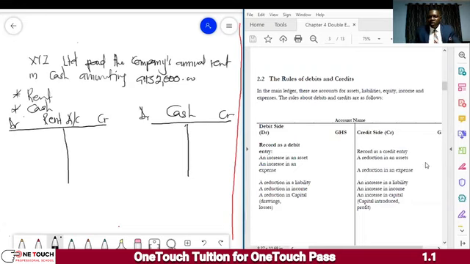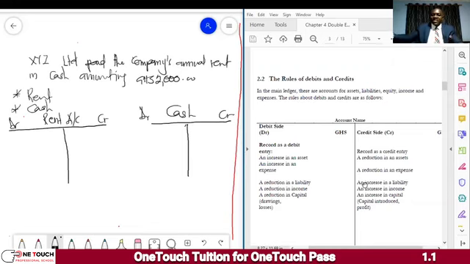Okay. Now record as a credit entry a reduction in an expense, meaning that when an expense is decreasing, we have to credit that expense account. Then record as a credit entry an increase in a liability. That is, when a business incurs a liability, that liability is credited.